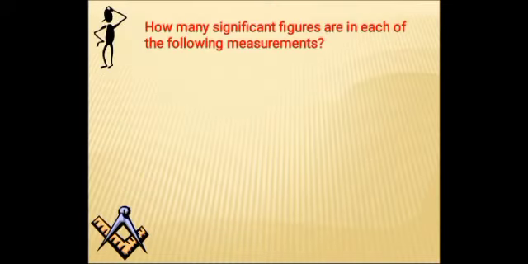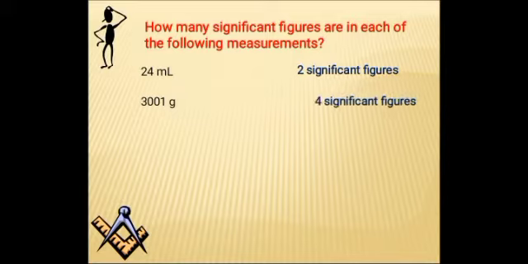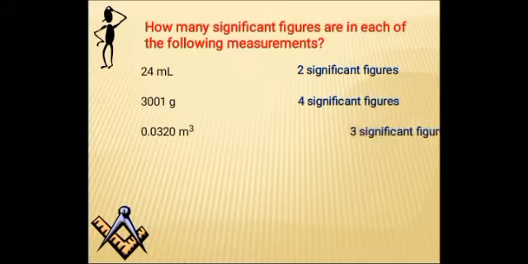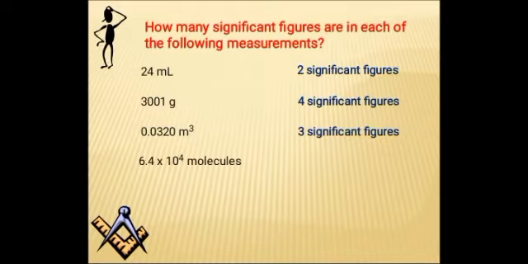So let's do some practice, okay? Use your mind. Just give the answer before. Question 1, 24 ml. So how many significant? 2 figures, non-zeros. 3001. Yes, you guessed correctly. It is 4 significant figures, because the zeros in between non-zeros are significant. Third, 0.0320. Rule number 3. All the zeros before non-zero are non-significant. So total 3 significant figures.